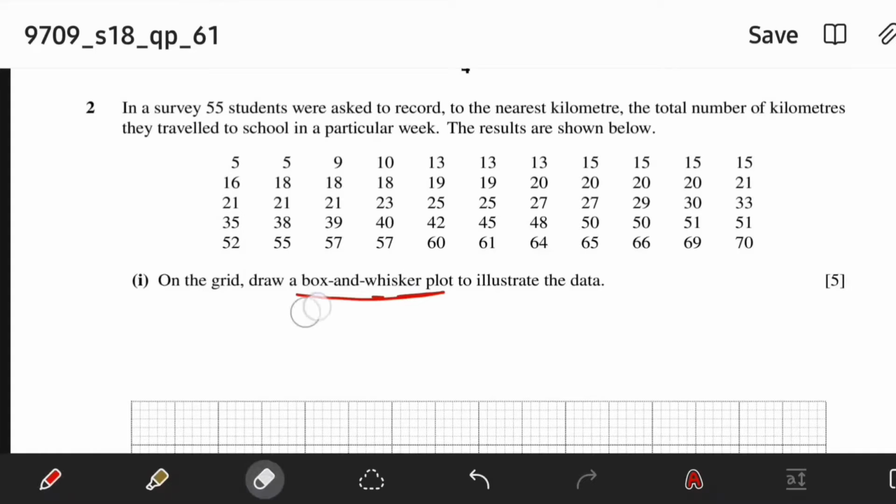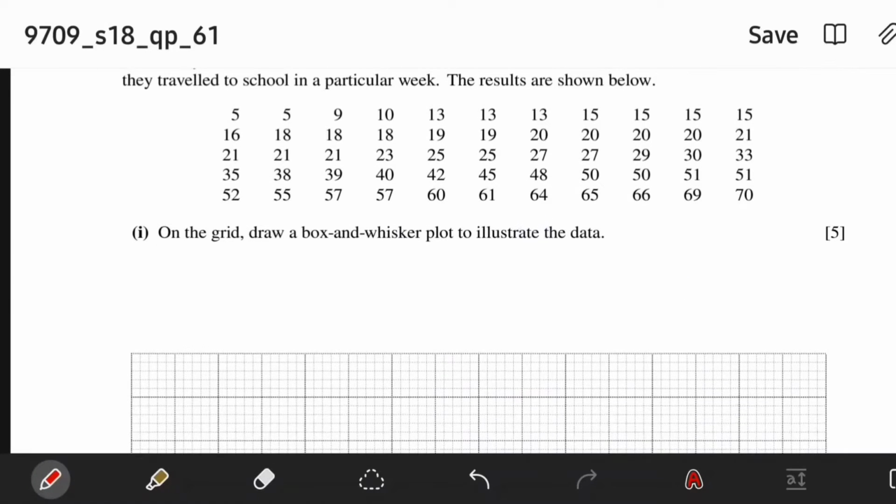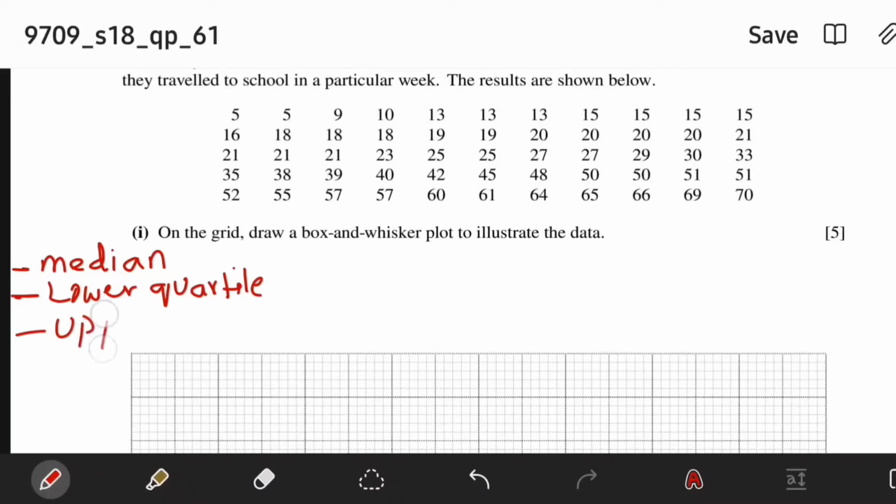So we know that for a box and whisker plot, which things are necessary. First is median. Second is the lower quartile, and obviously the least and highest values as well. So we already know these highest and least values, so we need to find these three.